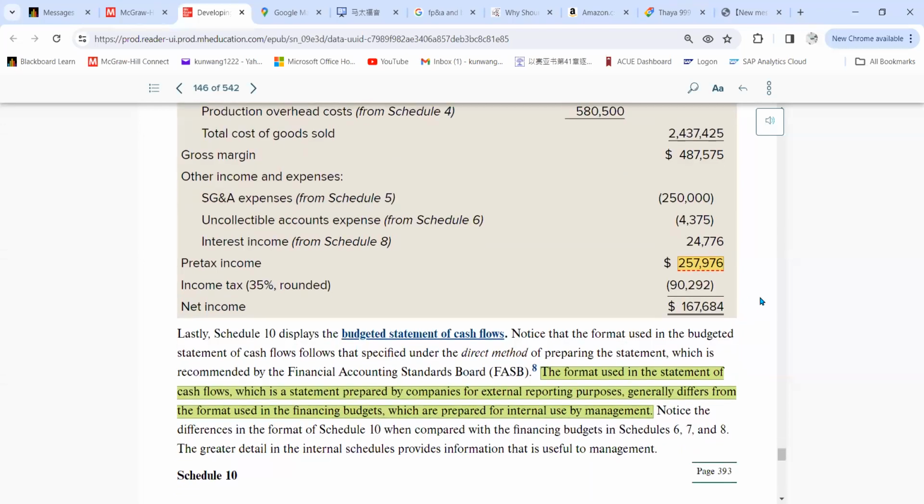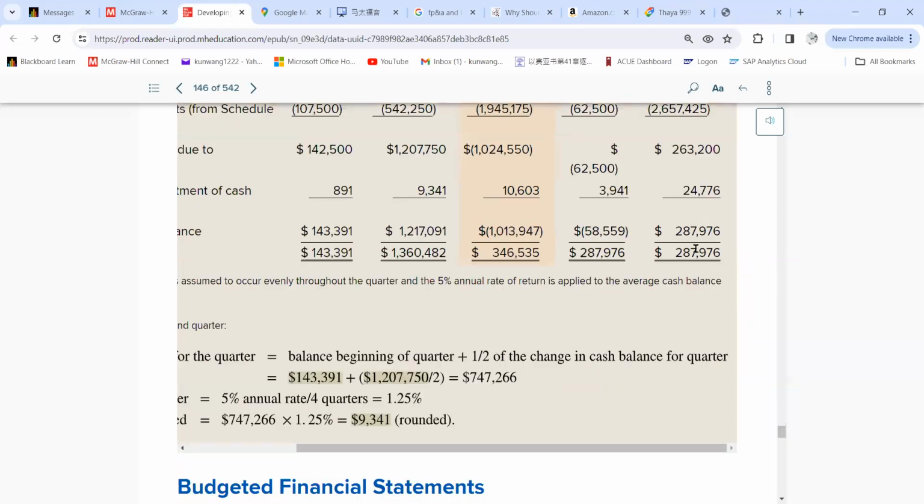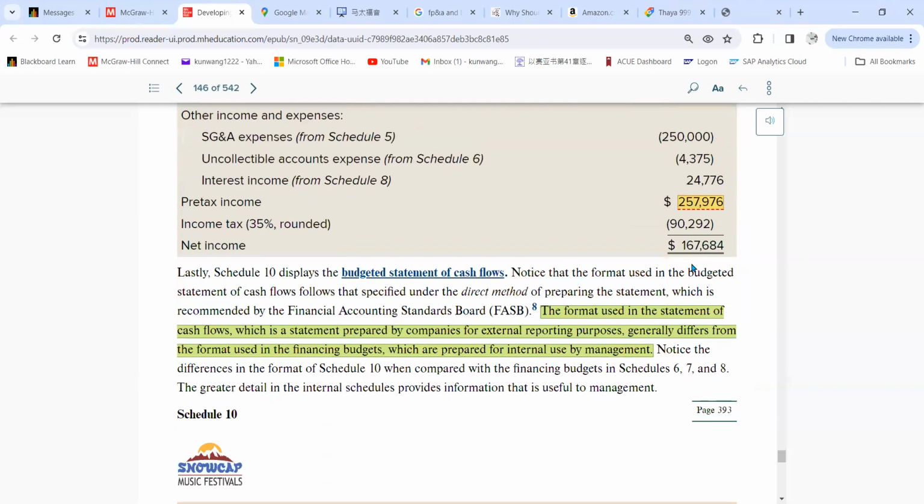And then suppose, not really suppose, you need to pay income tax, approximately 35, and you finally end up with an after-tax profit of 167,000. And this income tax you need to pay out of your pocket, so cash. So this 90,000 needs to be deducted from your cash balance, so your cash balance will be reduced to about 200 as well, because of the income tax.